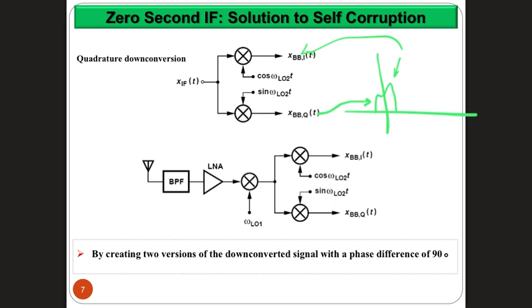Basically, yes, that's what you do. You add the two together. So I said after this branch, you end up adding the two signals together to get your result. Okay? So when you do the second stage, zero IF, using cosine and sine carrier, you will end up with no self-image problem.